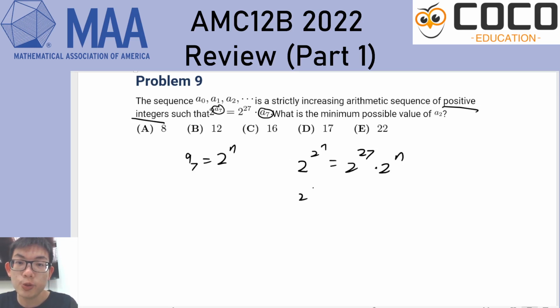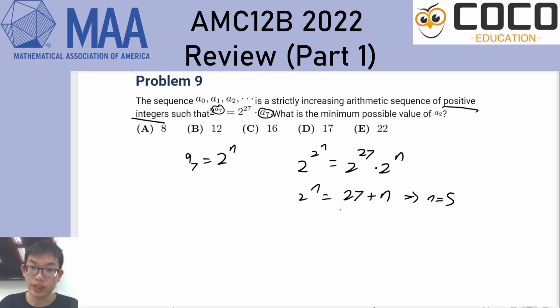So this means that 2 to the power of n equals 27 plus n. Obviously, we can just see that n equals 5 will work. And anything more than 5, the left side is just going to grow super fast, so it cannot be any other value. And so actually a7 is 32.